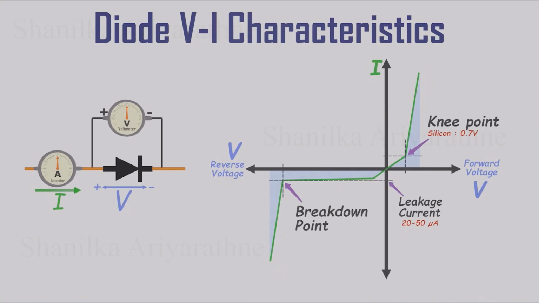Now we have a good idea of how a diode behaves. The next question is, why does it behave this way? To answer that, let's explore what's actually happening inside the diode.